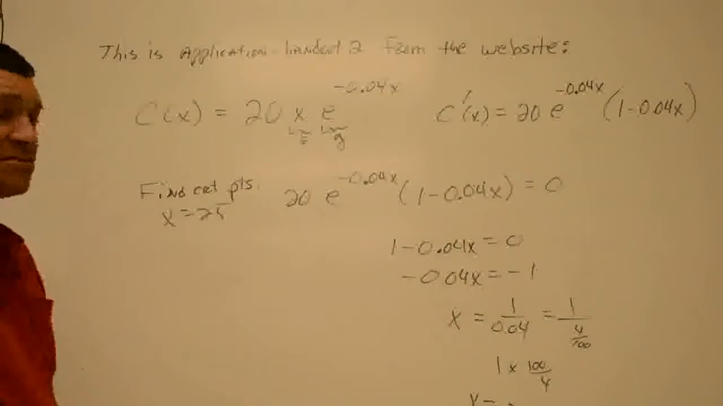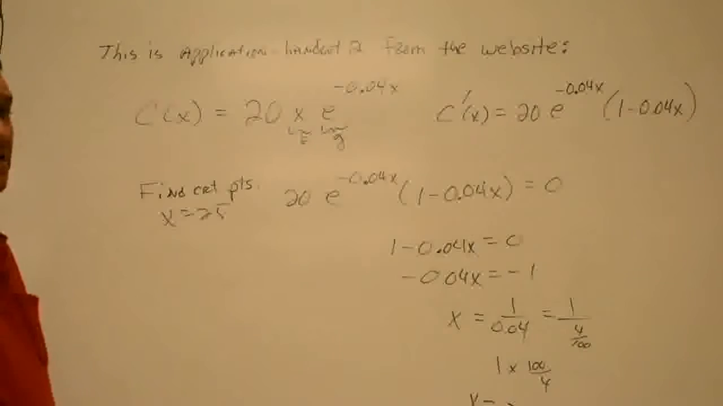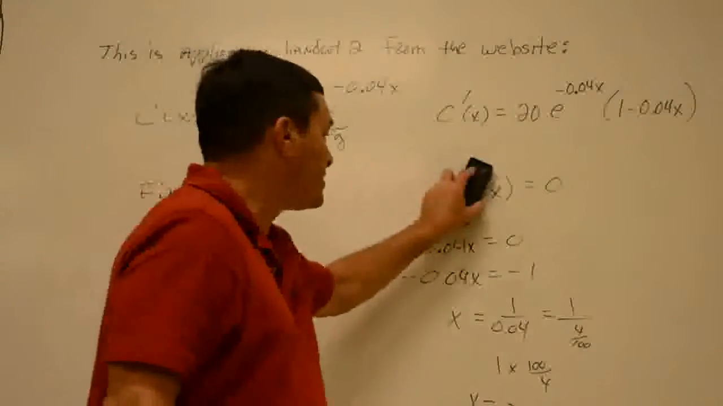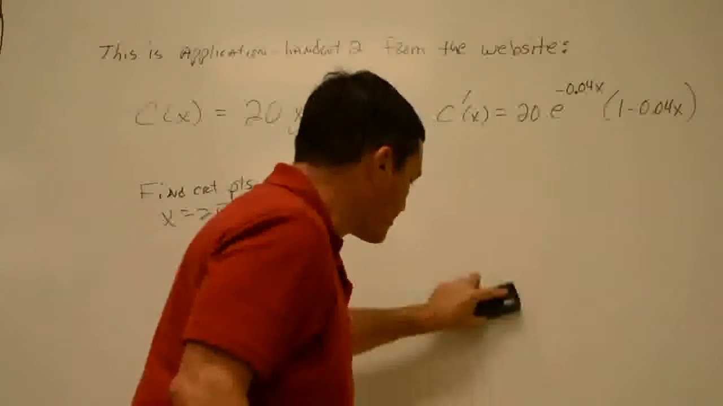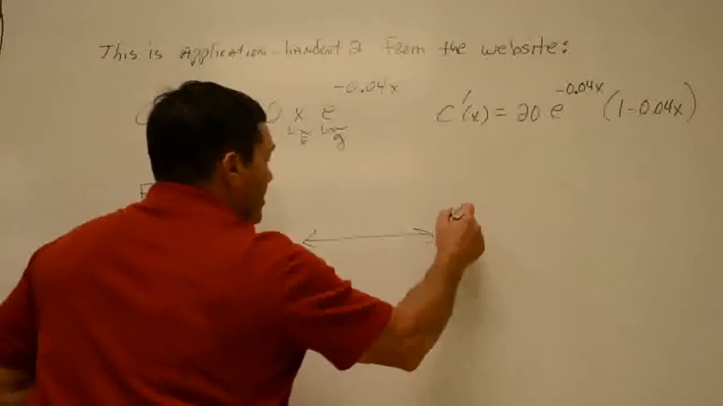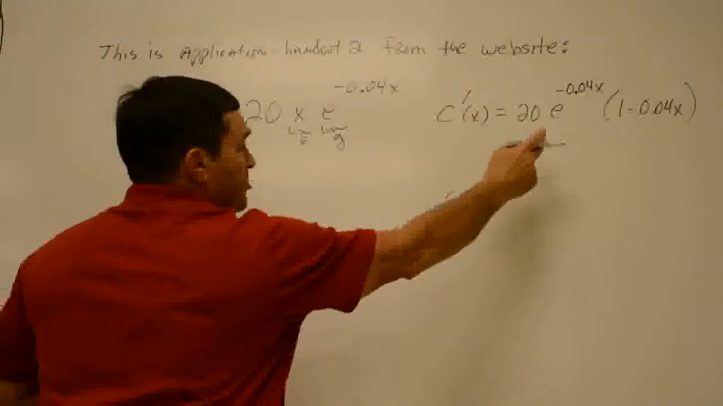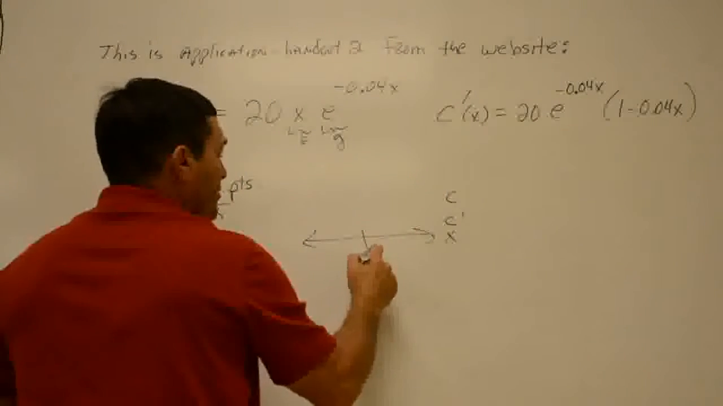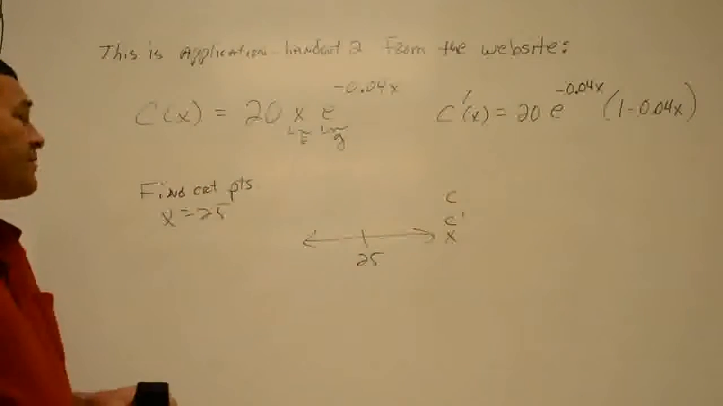Now I'm going to erase all that work. You've got it. You can back it up and look at it if you want. Let's make our sign chart. I've got x, c prime, and c. C prime is equal to that. I've got one critical point, 25. I'm going to test regions.